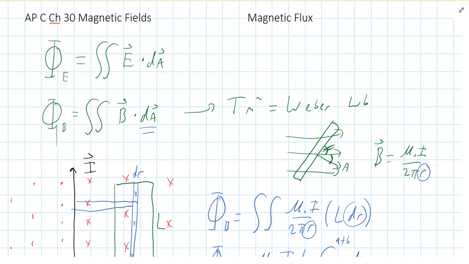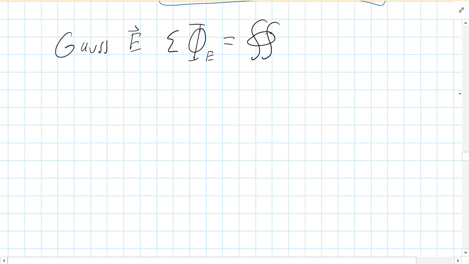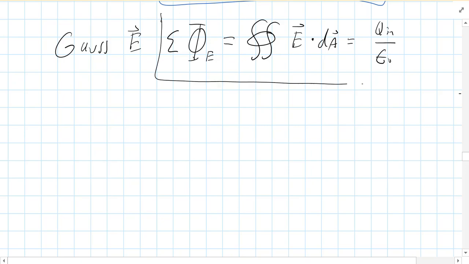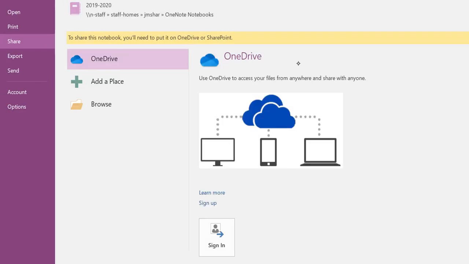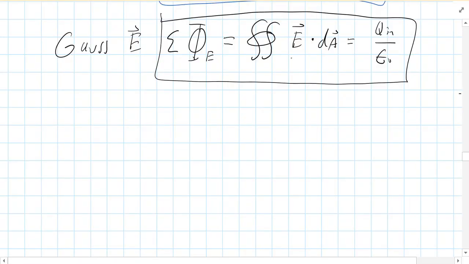Electric flux is involved with Gauss's law. And if you recall, Gauss's law in electric fields is the following. The net electric flux leaving an enclosed surface, so that would be a double integral with a loop, of E dot dA, equals Q enclosed over epsilon naught. And we usually use this to calculate electric fields.